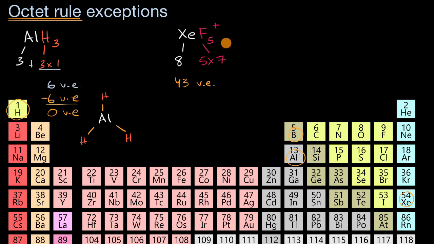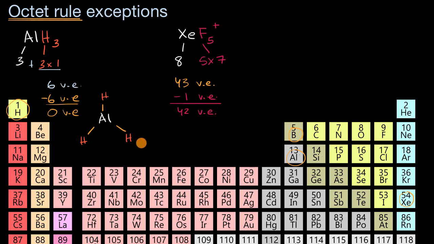But we have to be careful. This is a cation. It is a positively charged molecule. It has a positive 1 charge. So we have to take 1 electron away because of that. So let's take away 1 valence electron to get that cation. And so we are left with 42 valence electrons.